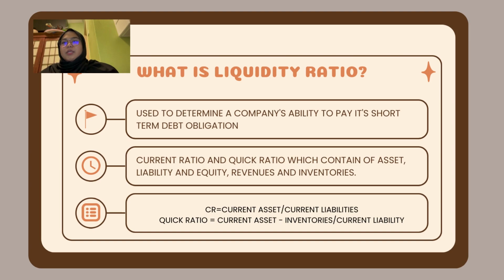What is liquidity ratio? Liquidity ratio is used to determine a company's ability to pay short-term debt obligations. For Nestle and FNN, we look at the current ratio and quick ratio, which involve assets, liabilities, equities, revenue and inventories. How to calculate the current ratio? Current ratio equals current assets divided by current liabilities. How to calculate the quick ratio? Quick ratio equals current assets minus inventories, divided by current liabilities.